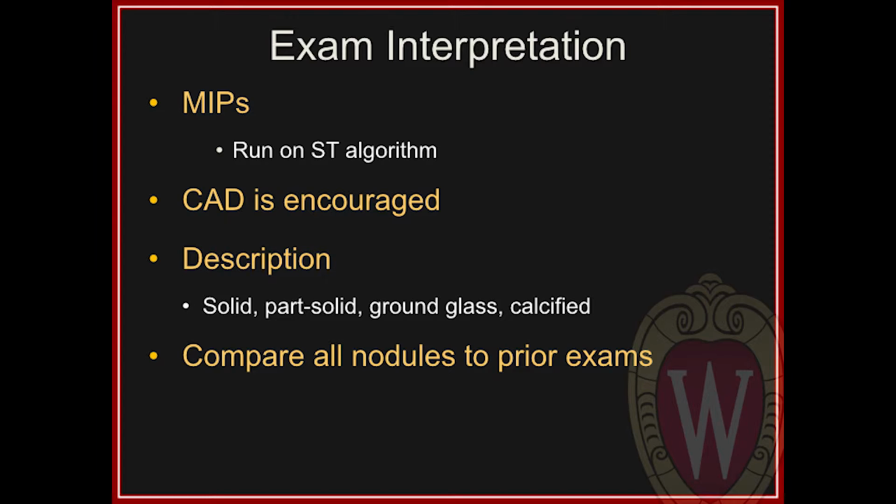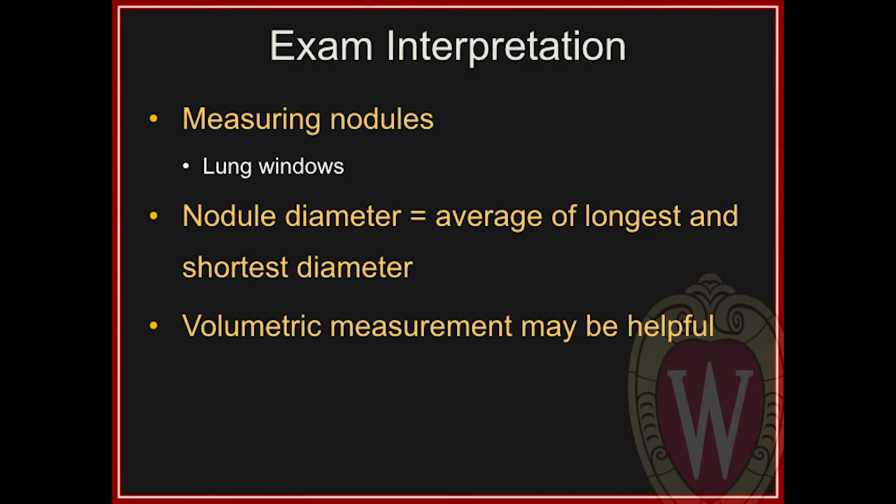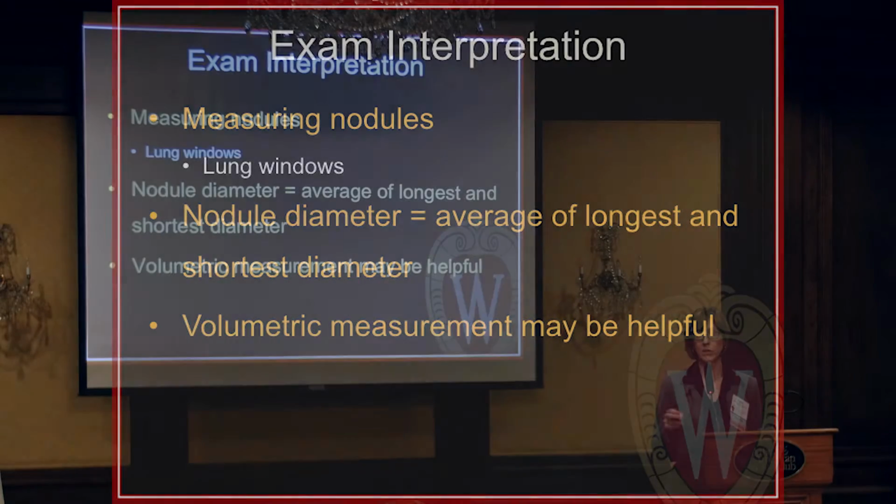You have to be descriptive of the nodules, whether they're solid, part solid, or ground glass, and if they're calcified in a benign pattern, and then compare those nodules to the prior exam. So it's things that you're already doing. The nodules are measured on the lung windows, and they use an average diameter, with orthogonal measurements and an average of those two.